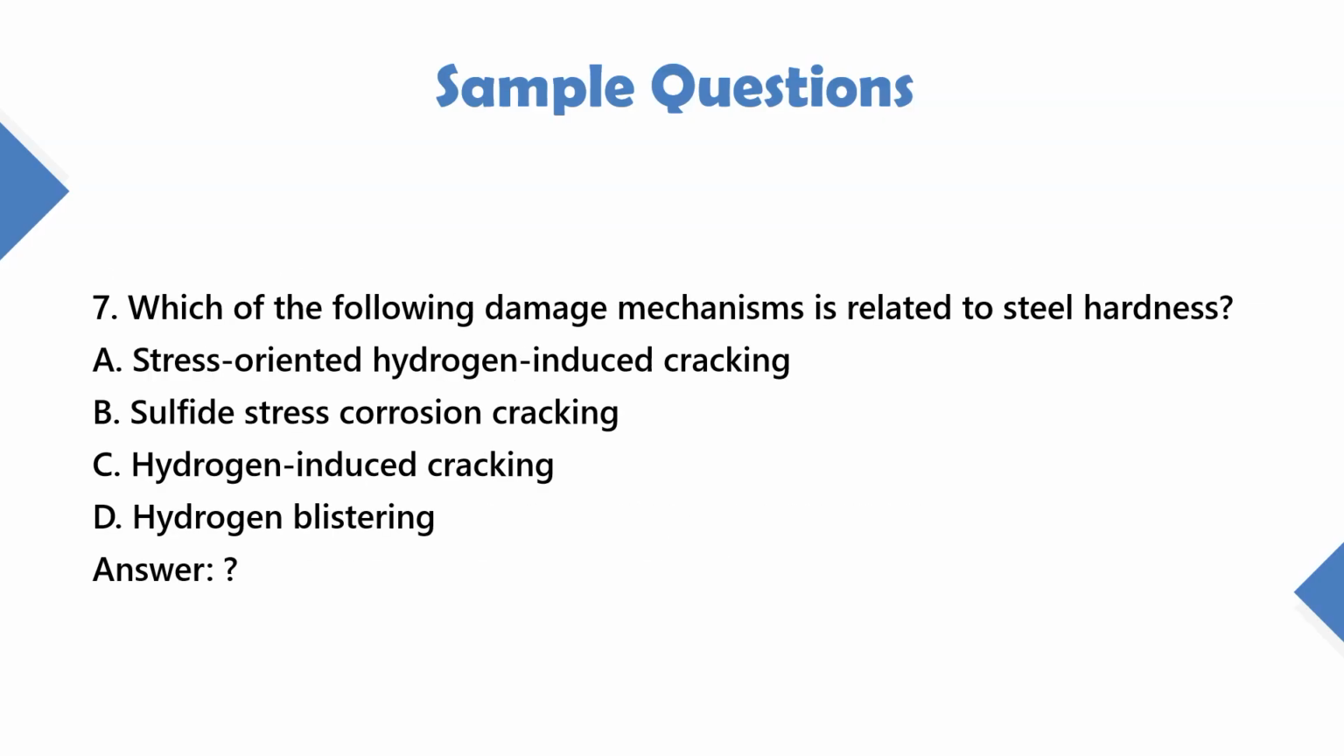7. Which of the following damage mechanisms is related to steel hardness? A. Stress-oriented hydrogen-induced cracking. B. Sulfide stress corrosion cracking. C. Hydrogen-induced cracking. D. Hydrogen blistering.